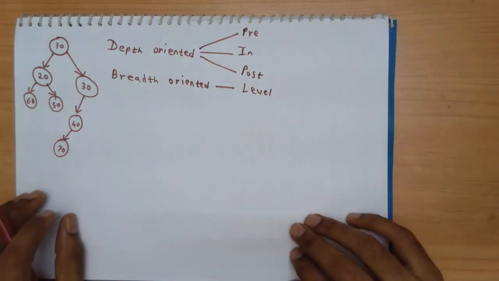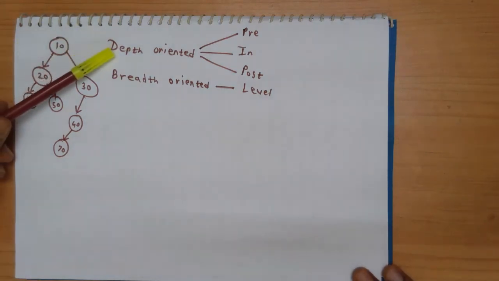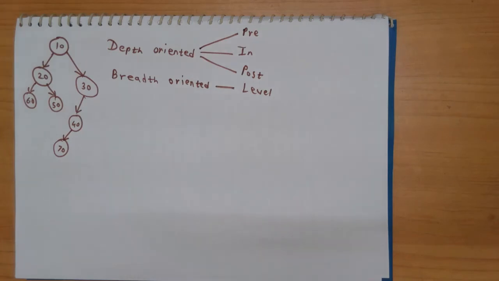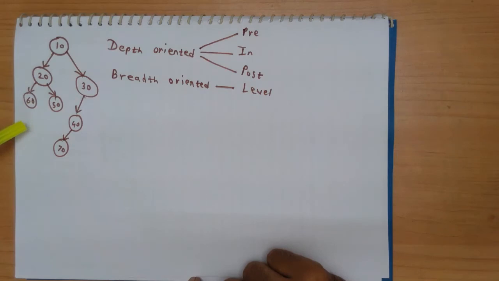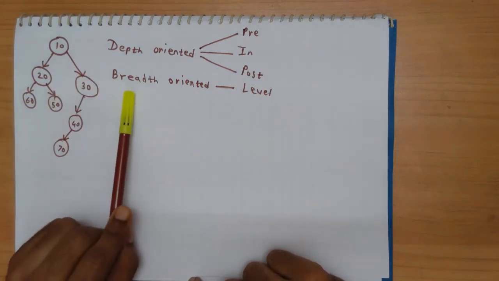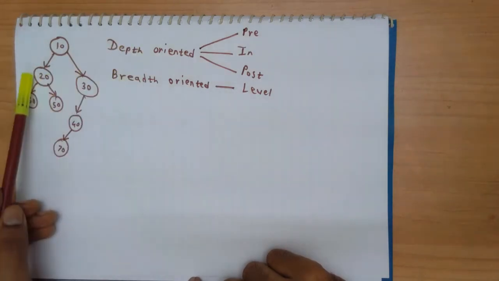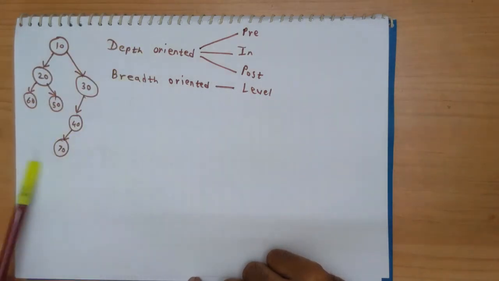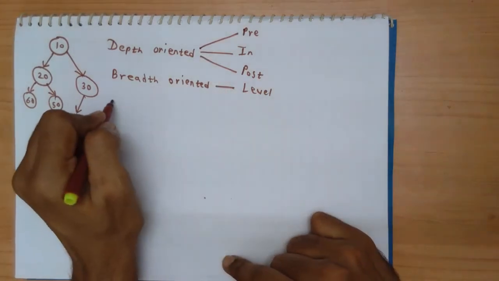Okay? So let's first begin with the depth oriented traversals. So when we talk about depth oriented traversals, what it means is that I start with a particular node, and then my goal will be to go in deep as much as possible. Whereas when I talk about the breadth oriented method, my goal would be to go in various levels. Okay, so let's first define what is our pre-order traversal.